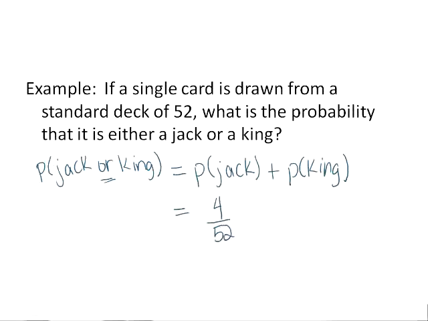So what's the probability of choosing a jack? That's 4 over 52. The probability of choosing a king is 4 over 52. So this reduces to 8 over 52, and in lowest terms, this reduces to 2 divided by 13. Once again, the key word to look for here is the OR, but there is no overlap between these 2 events. So it's simply the probability of the first event plus the probability of the second event.